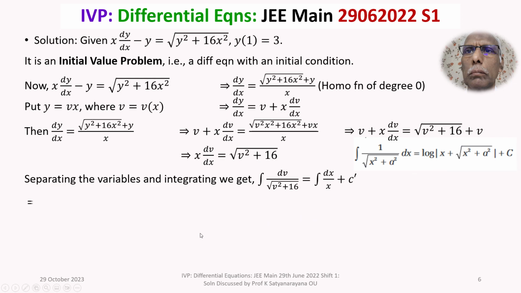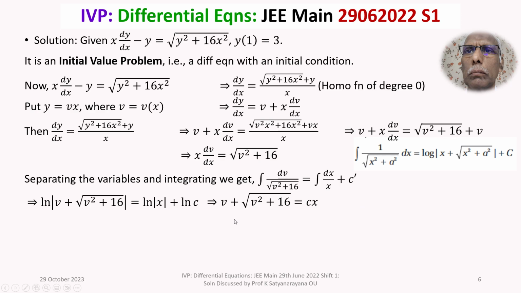So applying this, we will get ln of mod of v plus the square root of v square plus 16 is equal to ln of mod x plus c prime, where we have written c prime as ln c. So ln mod x plus ln c is ln of c times mod x, taking the logarithms out. This will imply v plus the square root of v square plus 16 is equal to cx. Taking off the logarithms on both sides, we get this one.